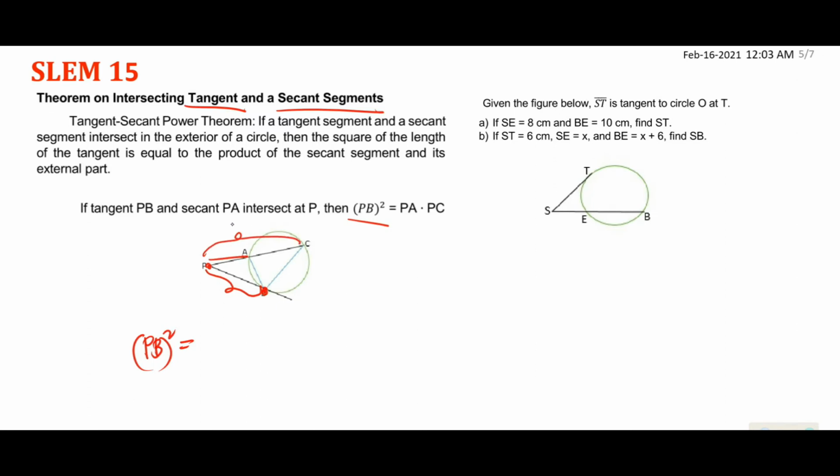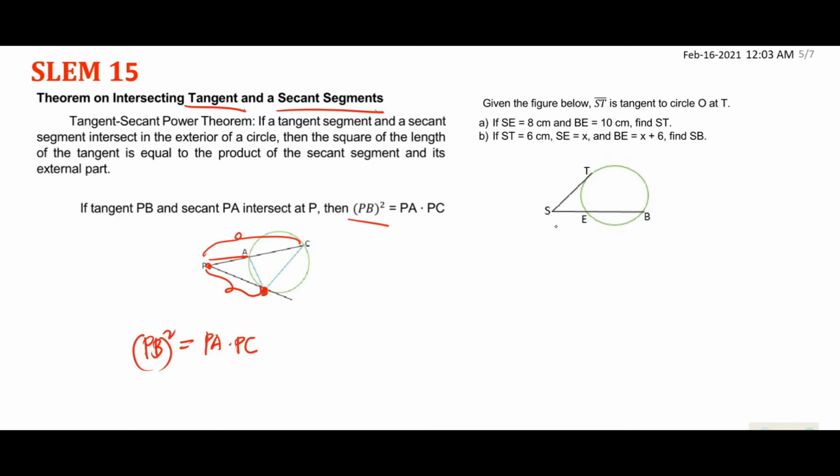So, parang kanina, ginawa natin. PA times PC, that is your formula. Medyo tatandaan n'yo lang kung ano yung dapat i-multiply. So, let's have our example for this figure.